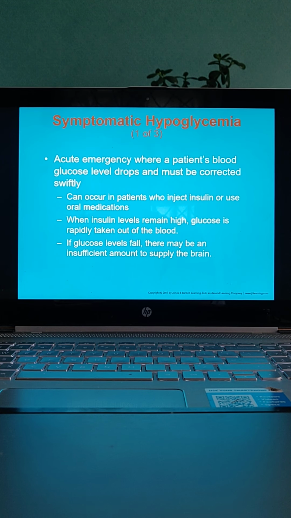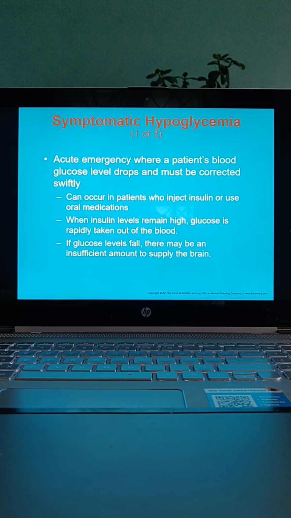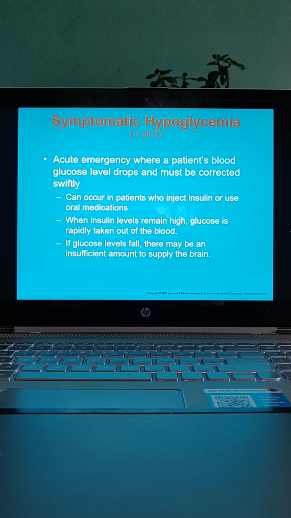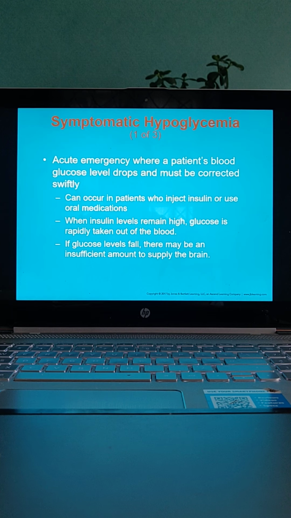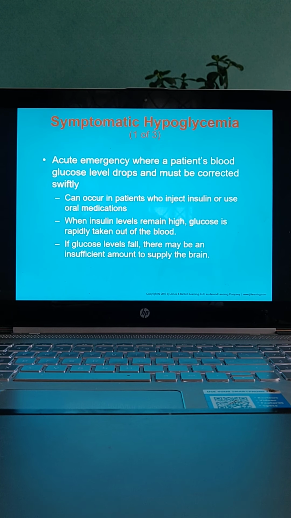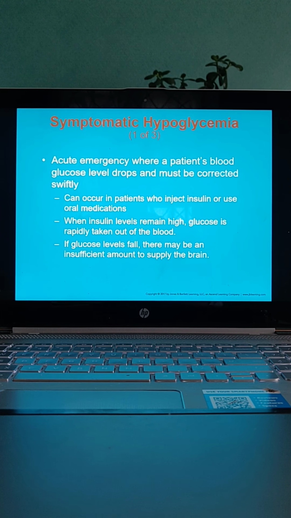What that means is that it can occur with people who take insulin by injection, or people who take insulin by injection and oral medications. It can happen to either. Basically, what it's also saying is when insulin levels remain high, glucose is rapidly taken out of the blood. Insulin is the hormone that tells the cells, hey, I'm going to unlock you so you can absorb the glucose. So insulin is the key.